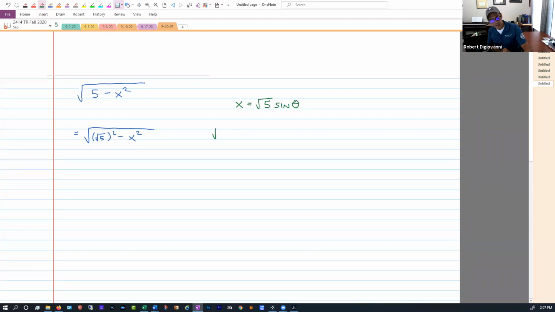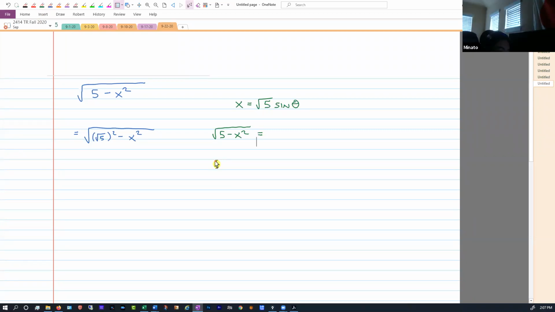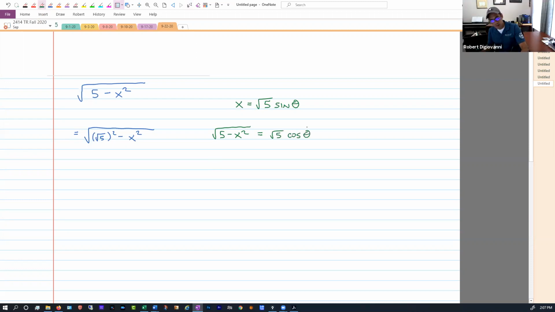And without doing any work, what can you tell me all of that's going to turn into? What is all of this going to turn into at the end of the day? Square root of 5 cosine theta. See, I'm not going to go through all the work. I already know that's what it's going to turn into. That's why I chose A sine theta, because the algebra will always lead me to A cosine theta when I'm done.